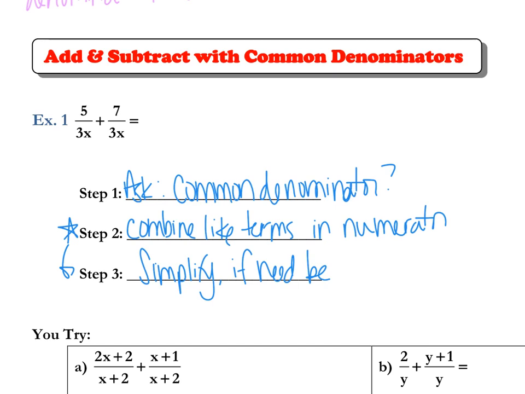All right, so let's take a look at our example. We do have the same denominator. So we're going to go ahead and simplify the numerator. So that's just going to be 5 plus 7, which is 12. Okay, now since I did step 2, I can go ahead and ask myself, can I simplify anything? Which I can. This is just going to be 4 over x. Make sure that you keep x in the denominator.